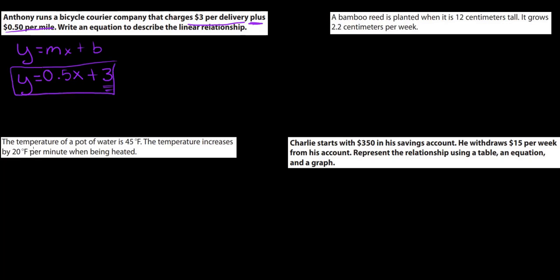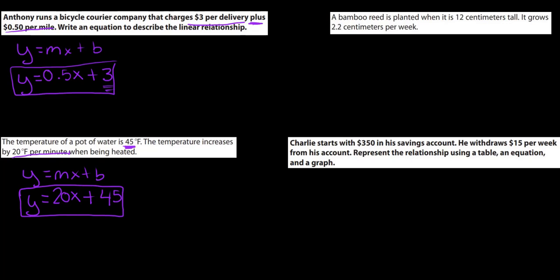Okay, now let's try the one at the bottom. Once again, I'm going to go ahead and write my equation, y equals mx plus b. The temperature of a pot of water is 45 degrees Fahrenheit. Okay, so this looks like we're starting with a constant. The temperature increases by 20 degrees Fahrenheit per minute. So this is changing, so this is going to be my variable. This is going to go with my mx. So it's going to be 20 degrees per minute. Minute is our x. We don't know how many minutes. We do know that the temperature of the pot is currently 45 degrees. That's what it started off as, 45 degrees. Okay, so my equation is going to be y equals 20x plus 45.